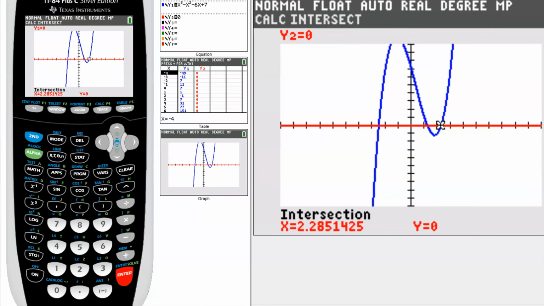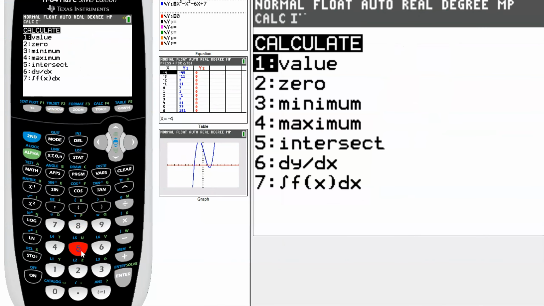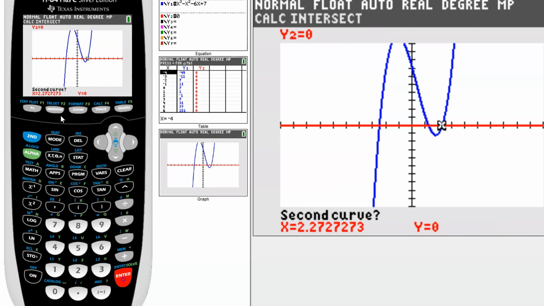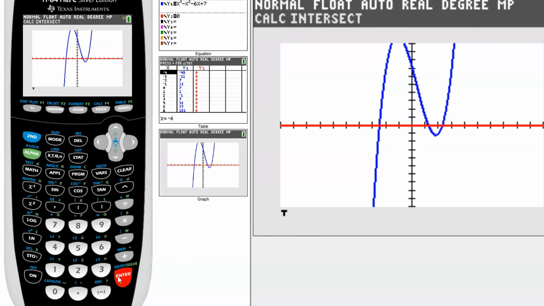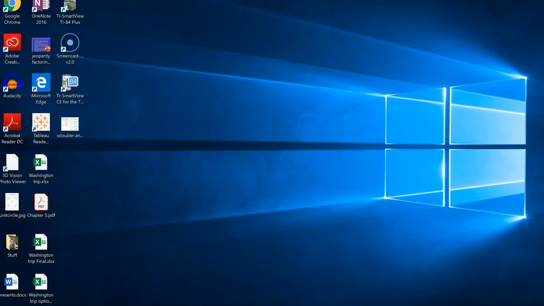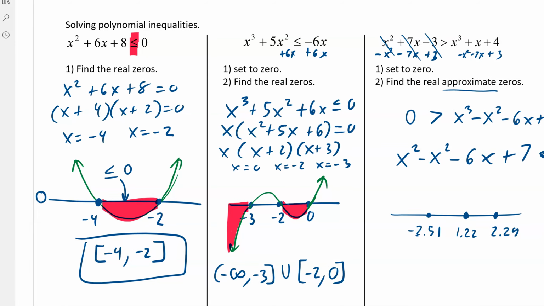So we go back to our calculator. We've got one more left to do. So second calc intersect. First curve, second curve, and then we need to be near here. So you can scroll over or you could just enter the number. So I'm just going to enter in -2. And then that way I'll be close to it. And there it is. So -2.51.